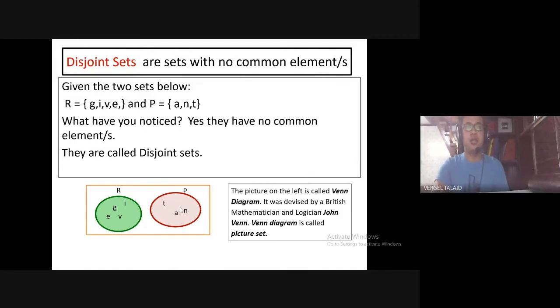Now how about disjoint sets? Disjoint sets are sets with no common elements. Kanang wala siya common. For example, R with the elements give, and P is ant, A-N-T. So, what have you noticed? There is no common element. You've noticed that we have two separate circles here. Nagbulag sila. Wala man sila join kaya wala man siya common element. So, take note, this is what we call disjoint sets.